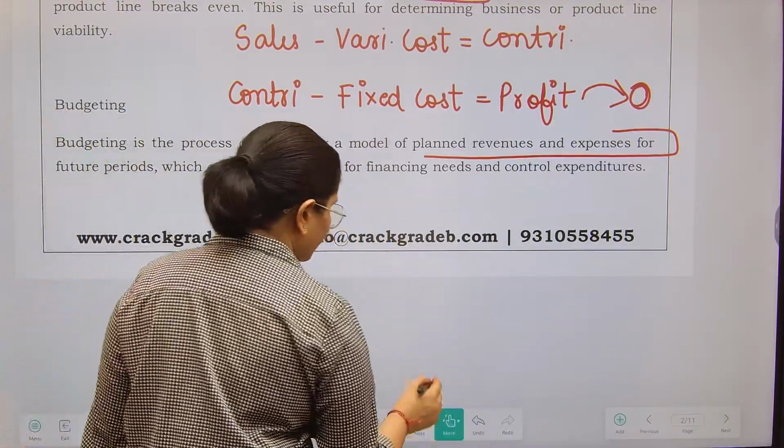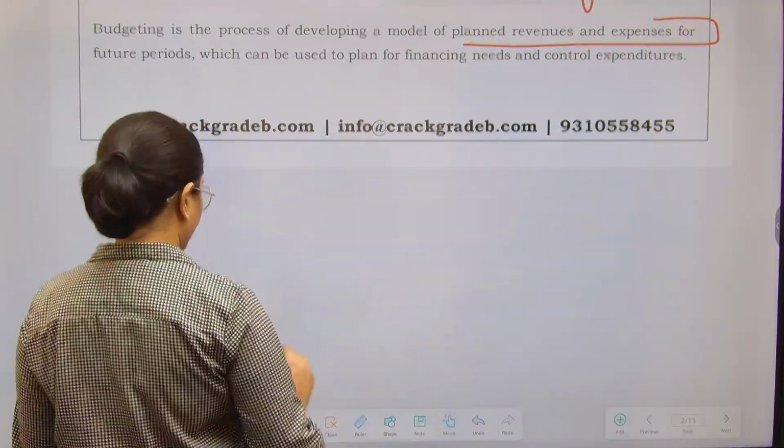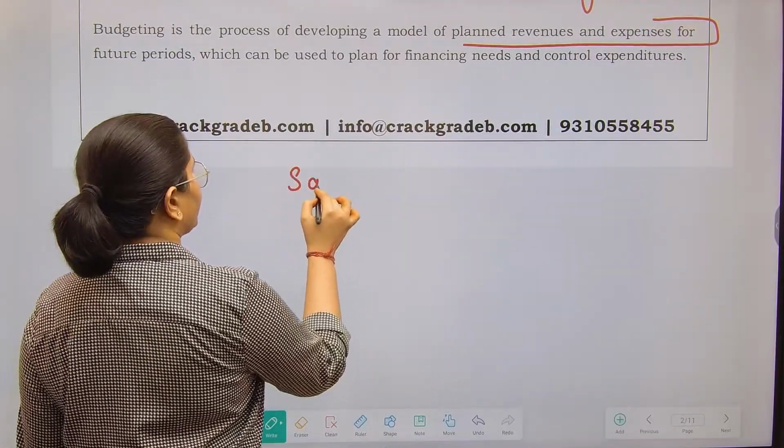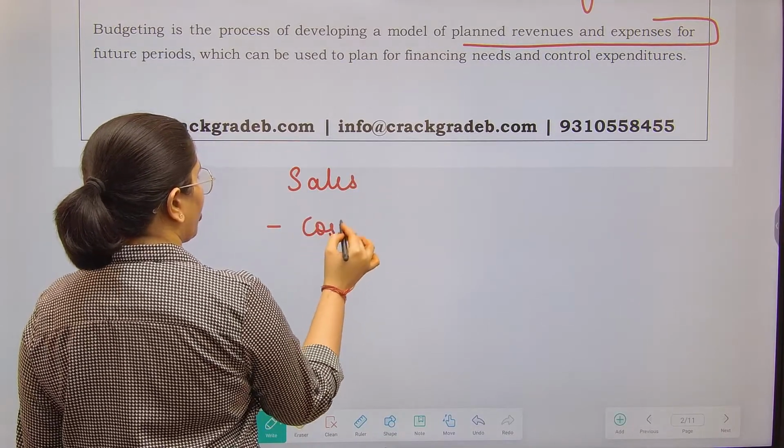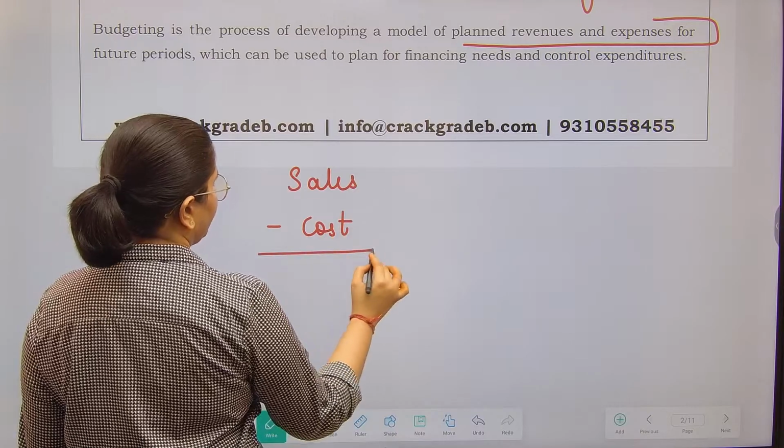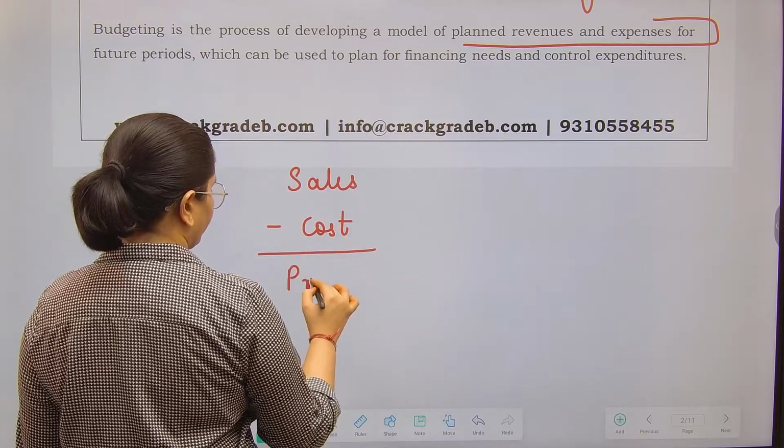So this is going to be the proforma of a budget. Just see, you will write your revenues, okay? You will write your costs, all the costs, and then you will arrive at your profit.